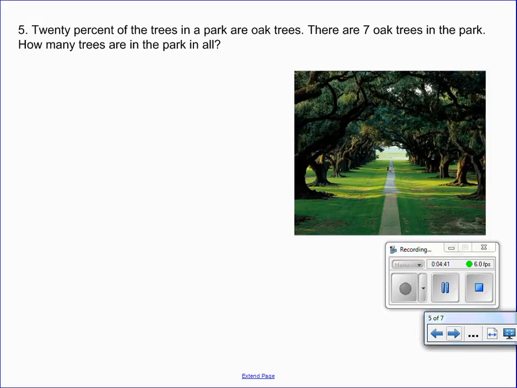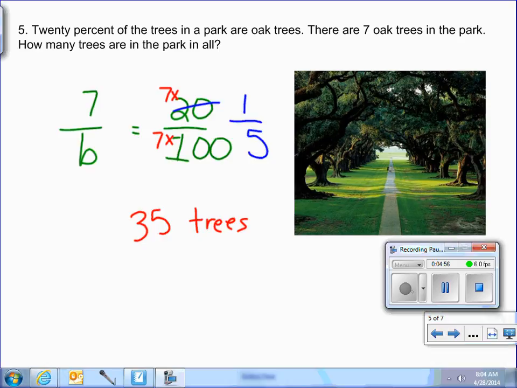Number 5. 20% of the trees in a park are oak trees. There are 7 oak trees in the park. How many trees are in the park in all? We knew that there were 7 oak trees in the park, and those 7 oak trees made up 20%. So we had 7 over our B for base is equal to 20 over 100. We simplified it and solved it, and we made sure that 35 made sense to be our answer.